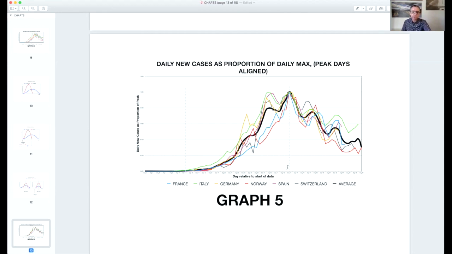Now, that to me shows that it's the virus that's in control. It's the epidemiology of the virus, not man's intervention, that's making a difference to when the peak of the curve is reached. The black solid line is the average. So basically what I've done here is taken the 6 countries and averaged them.